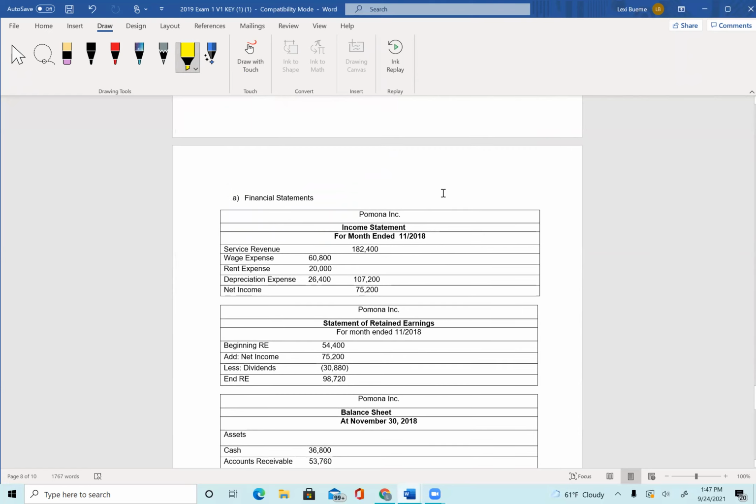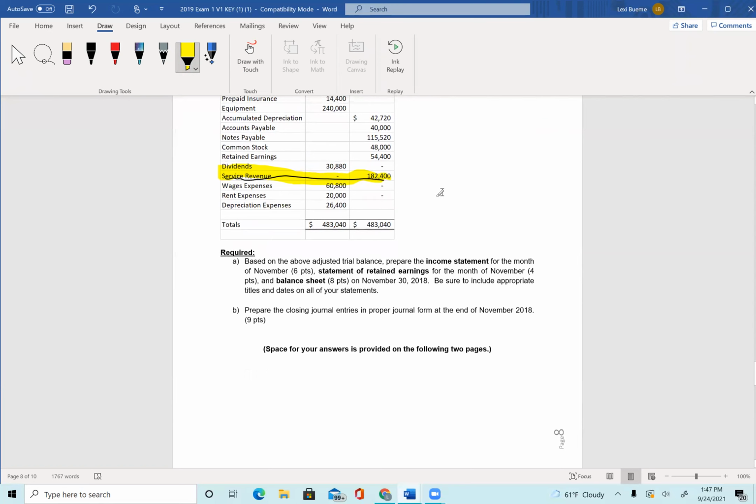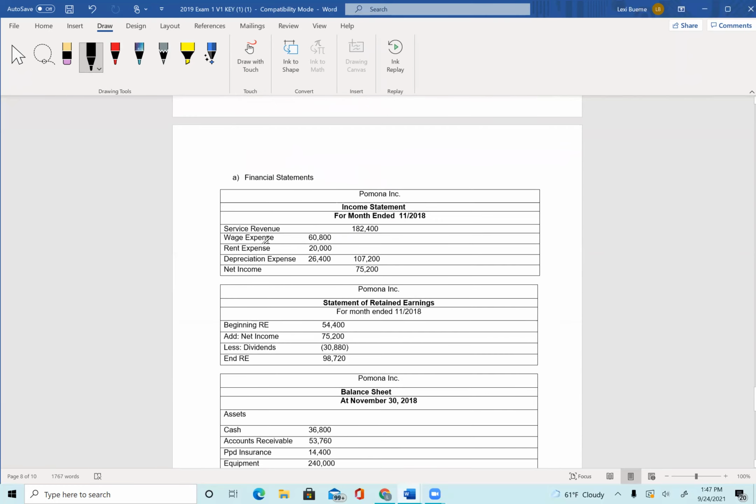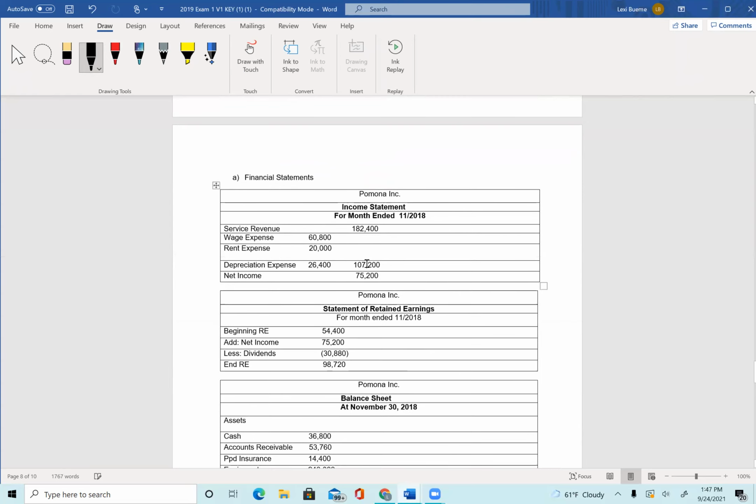And then we're going to subtract out all of our expenses. We look at our expenses and we have these 3 expenses right here. Those are the amounts that we're going to subtract out from our revenues. So that's why we use wages, rent, depreciation. This amount right here is just the total sum of these 3. Then we just take the service revenue minus the total expense, and that will give you net income.